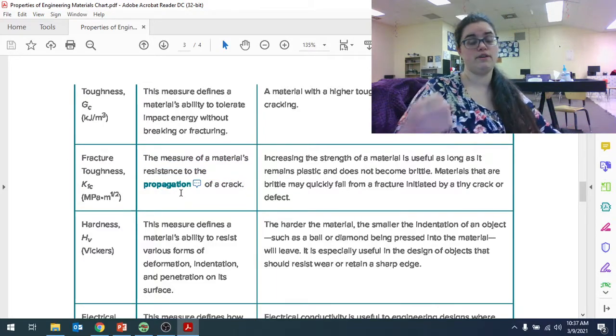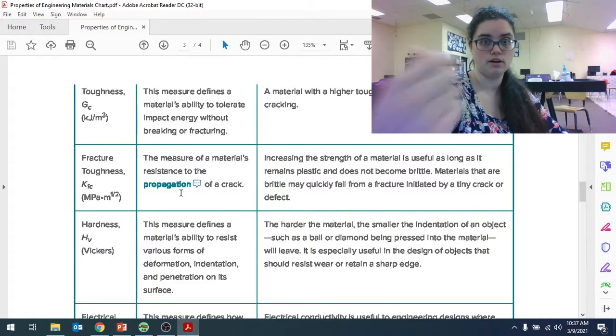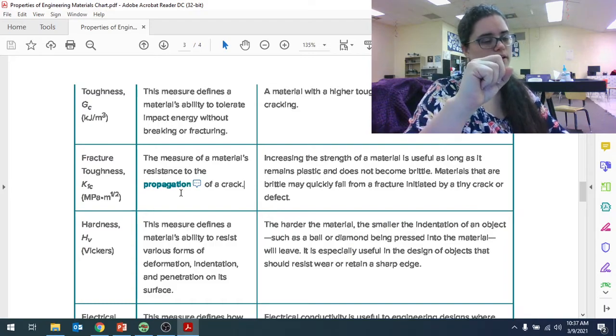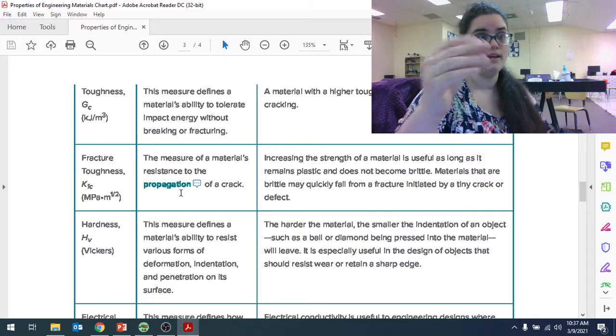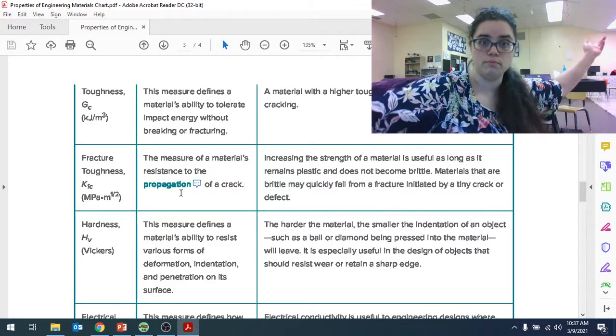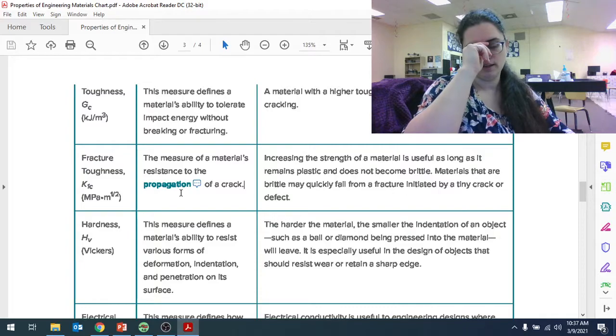Propagation of a crack, that's like if you ever see your car windshield get hit by a rock and there's a little crack, a lot of the time it'll stay that way. They've found a way to make glass in such a way that it doesn't just shatter into a billion pieces when you get hit by one little rock.